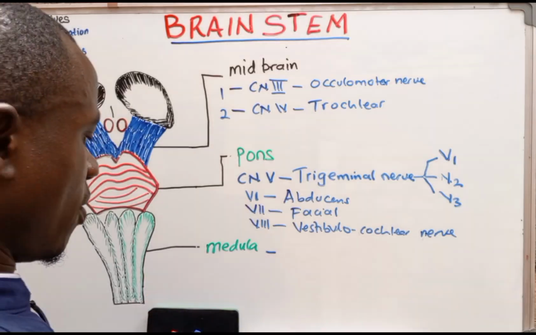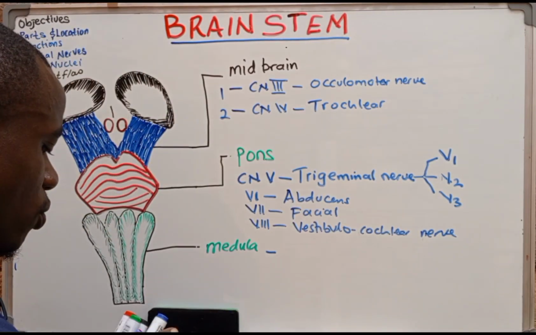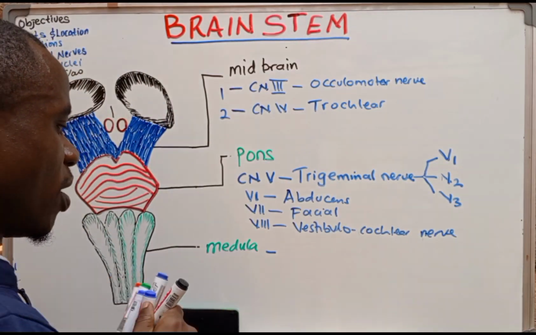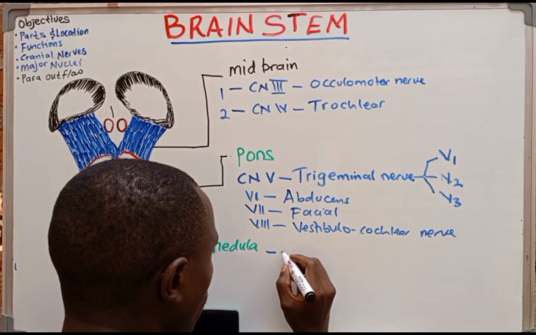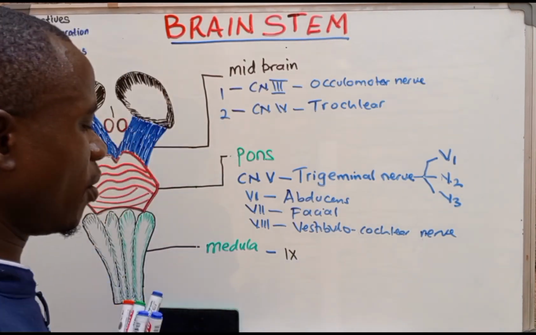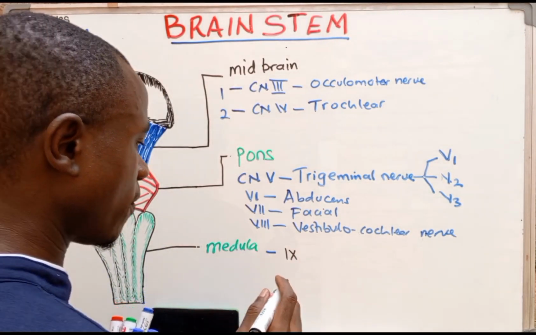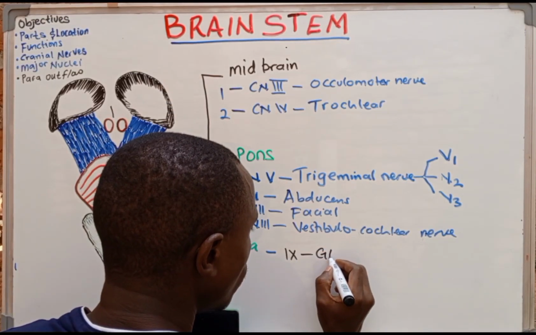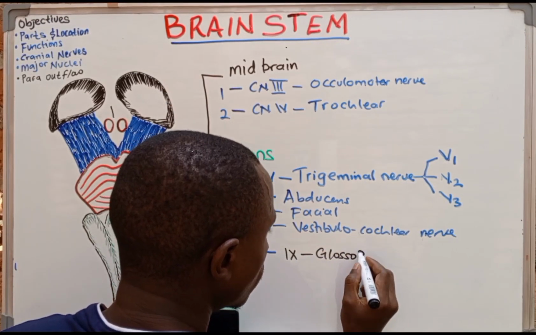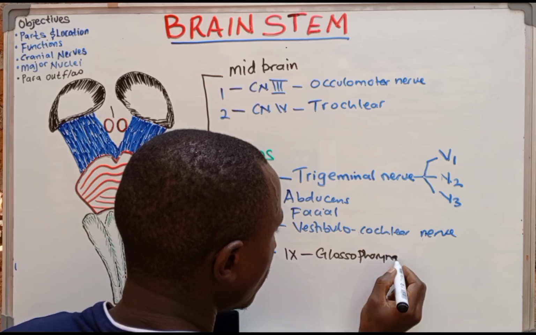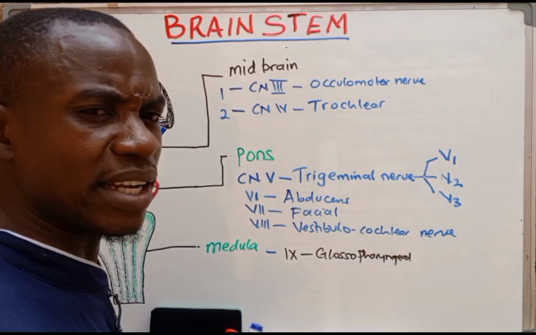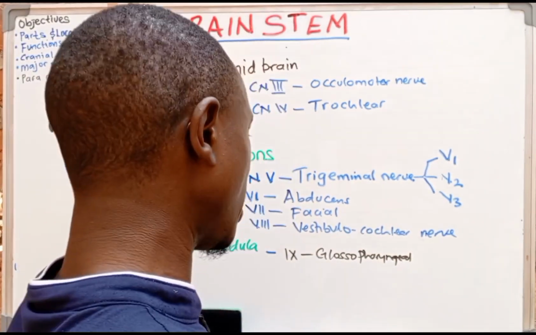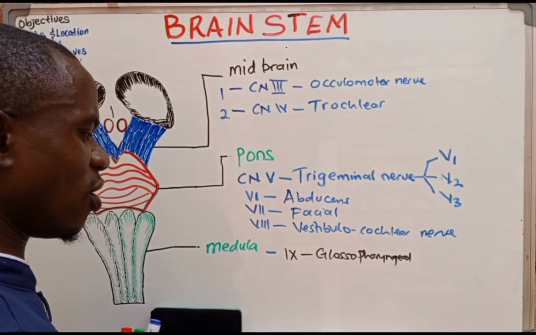We are going to be having cranial nerve number 9, and of course, cranial nerve number 9 is the glossopharyngeal nerve. Its nuclei are going to be housed in what we call the medulla oblongata.